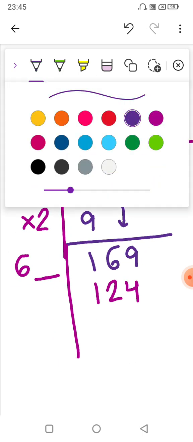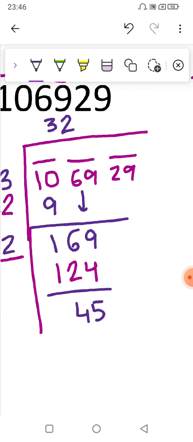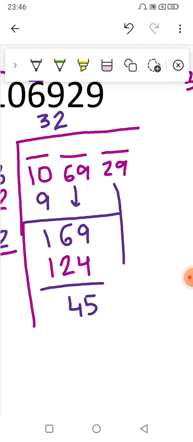We'll use a different color to make it distinct. 2 and this 2 over here. Once that is done, we are going to deduct 169 and we are going to deduct 124 from there. So after subtracting, what we get is 45. And then finally, the third pair will be brought down. That is 29.